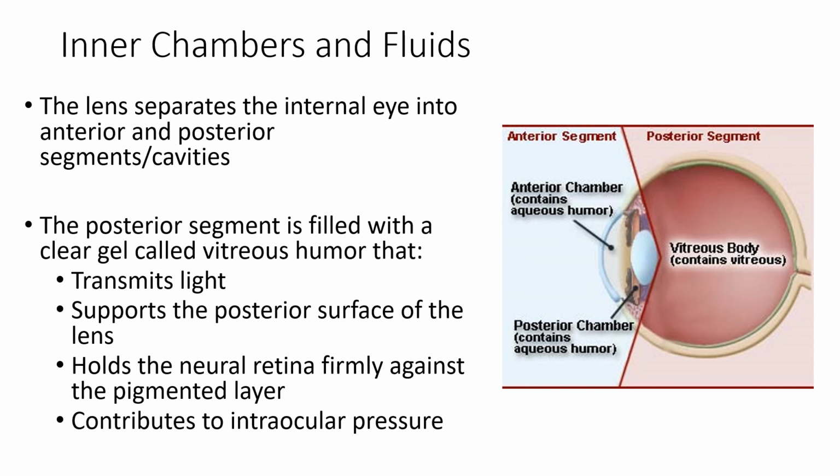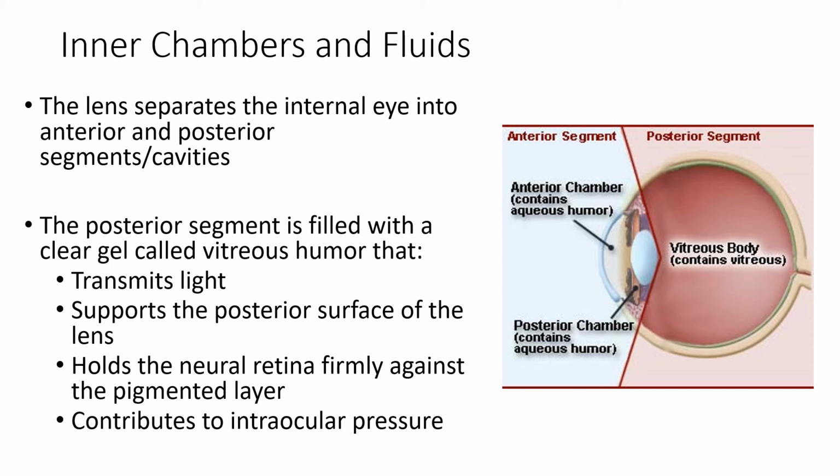We have two broad cavities. The posterior segment, which is the majority of the interior of the eye, so this is the cavity behind the lens. It contains the vitreous humor, which forms something called the vitreous body, which is just a blob of this rather dense, gelatin-like vitreous humor.